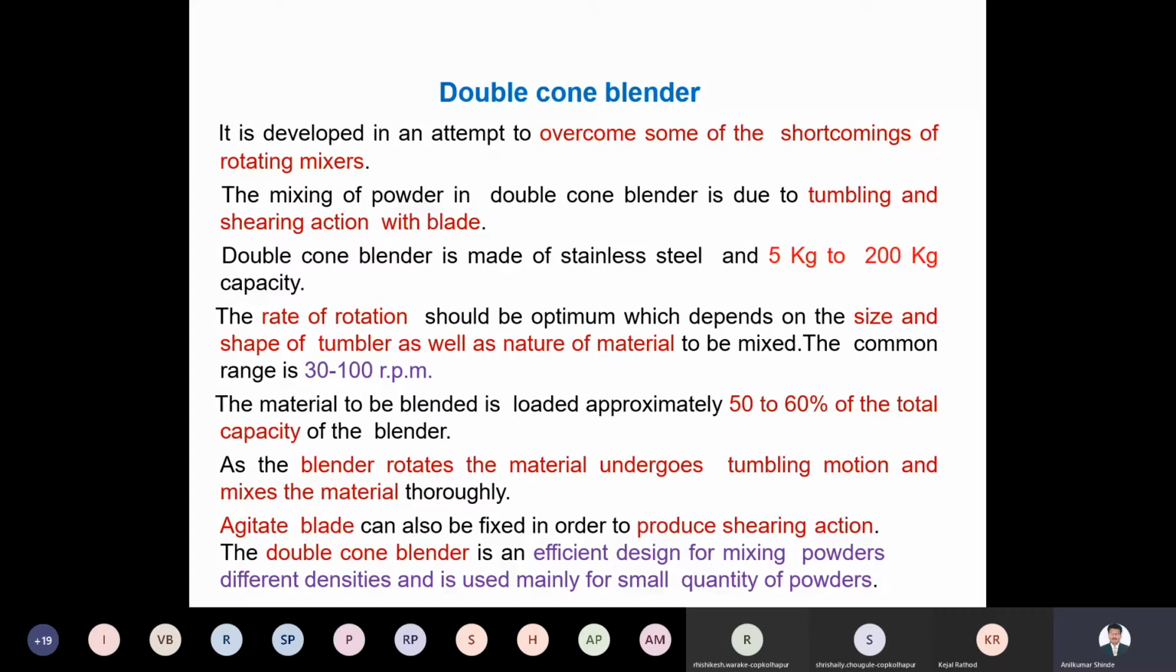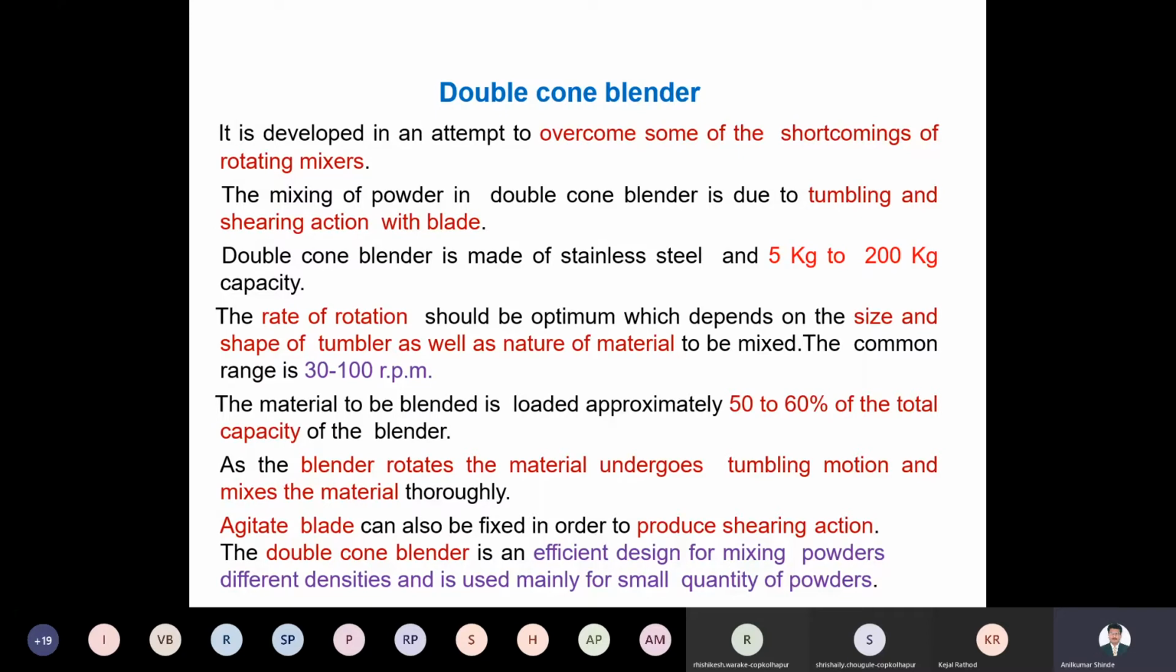That's why the loading capacity should be appropriate. If your loading is very high, say the capacity is 100 kg and you add 100 kg of material, it is difficult to tumble, right? It's difficult to mix the material with each other, and it may create pressure and shearing. It may even cause the double cone blender to burst.